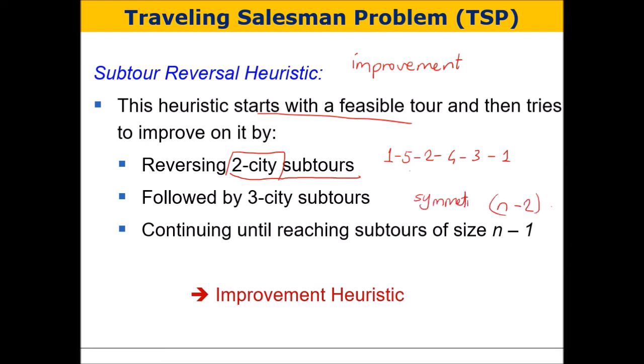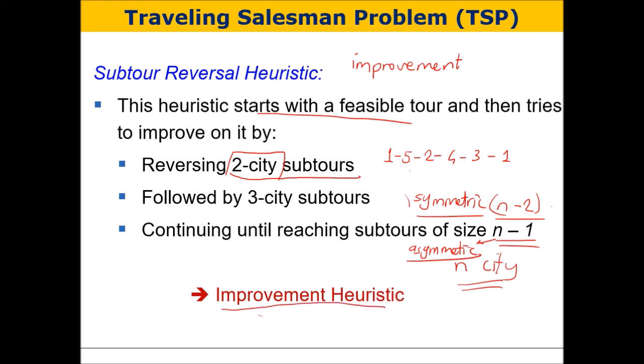Okay, for the symmetric case, you go until n-2 cities for a TSP with n cities. N is the total number of cities. Okay, but if it is asymmetric, you can continue, you can make all the changes up to n-1 consecutive cities.